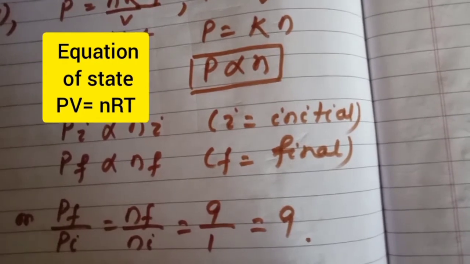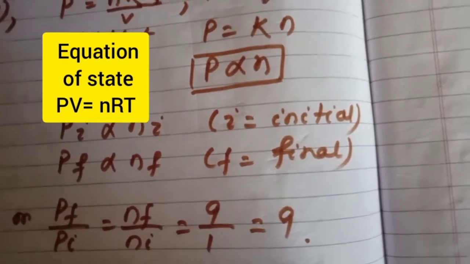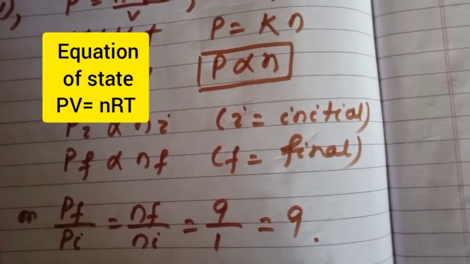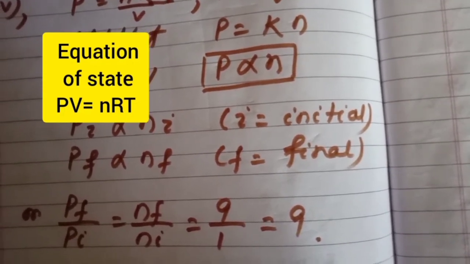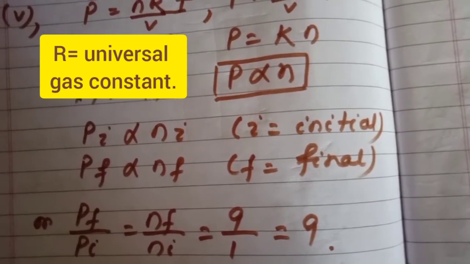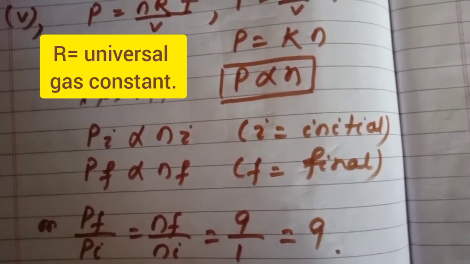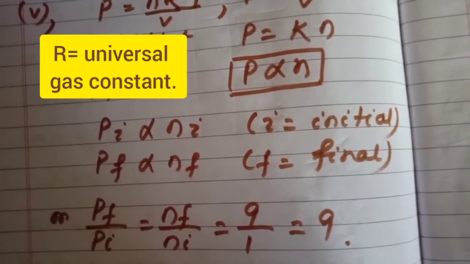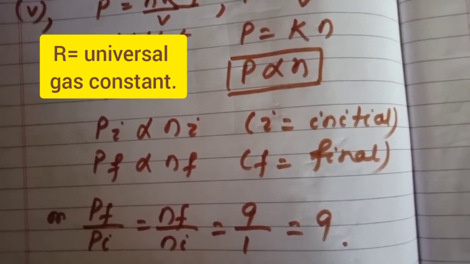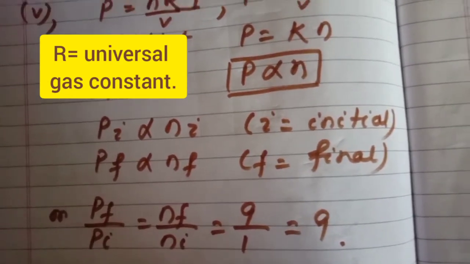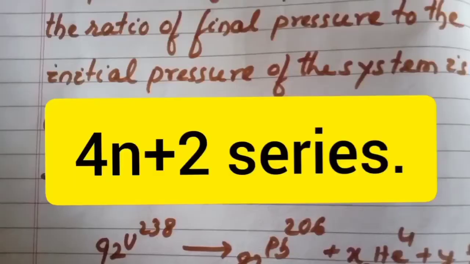Why? The number of moles of gaseous particles after complete decay is equal to 9 moles: 1 mole of air and 8 moles of helium gas molecules. Initially the number of moles of air is 1 mole, so the final number of moles by the initial number of moles is equal to 9 by 1, which is equal to 9. So this is an integer, 9.